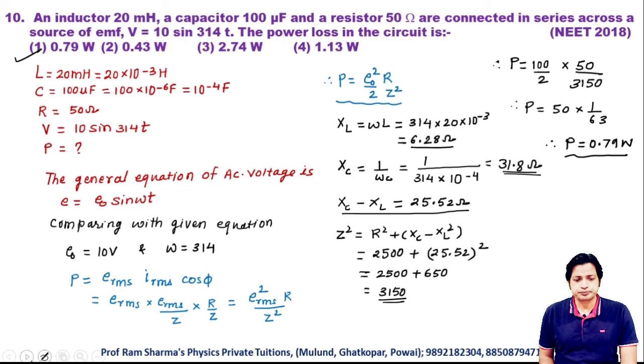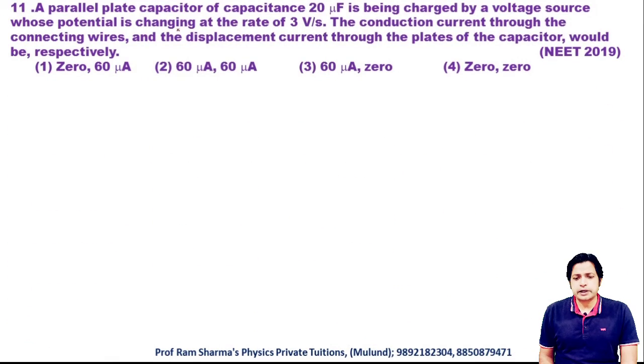Next, a parallel plate capacitor of capacitance 20 microfarad is being charged by a voltage source whose voltage is changing at the rate of 3 volt per second. So this is nothing but C, this is nothing but dV by dt, and the conduction current through the connecting wires and the displacement current would be.